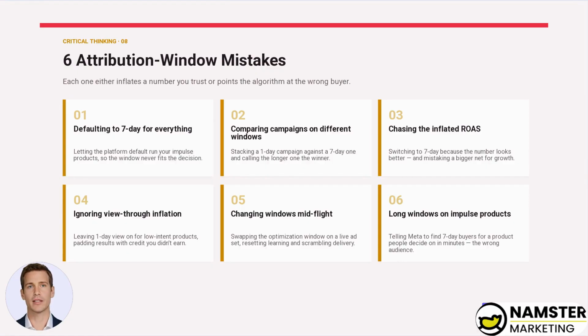There are several common mistakes advertisers make. First, using the default 7-day window for every product regardless of buying behavior. Second, comparing campaigns that use different attribution windows. Third, chasing higher ROAS numbers without realizing they're simply the result of a larger attribution window. Fourth, relying too heavily on view-through attribution, which can overcredit ads. Fifth, changing attribution windows while campaigns are running, which can disrupt learning and delivery. And sixth, using long attribution windows for impulse products, causing the algorithm to optimize toward the wrong audience. Avoiding these mistakes leads to cleaner measurement and better optimization decisions.